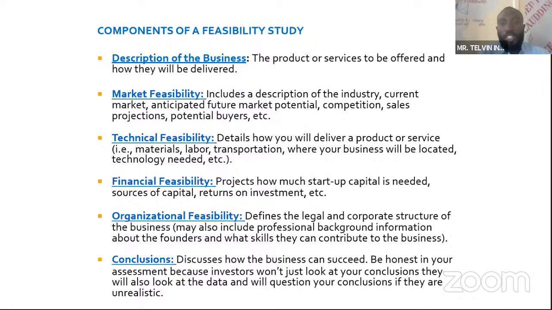Then, after you have done your description of business, you then go into your market feasibility. Your market feasibility describes the industry, current market, anticipated future market potential, your competition, your sales projection, and your potential buyers. I will take that again. The market feasibility that you will do will include description of the industry. What kind of industry are you going into?